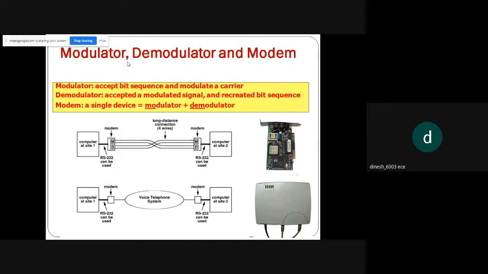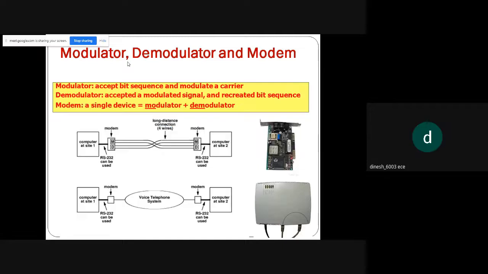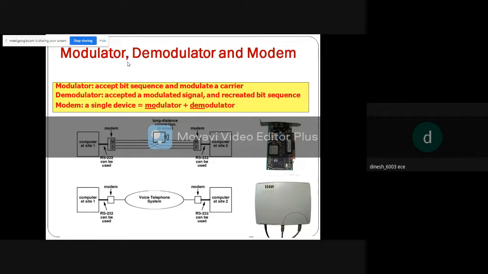Coming back to the modulator and demodulator, these are some examples. A modulator will accept a bit sequence and a modulating carrier. A demodulator will accept a modulated signal and recreate the bit sequence. So a single device, a modem, will do both modulation and demodulation. Taking MO from modulator and DEM from demodulator, we call it a modem.